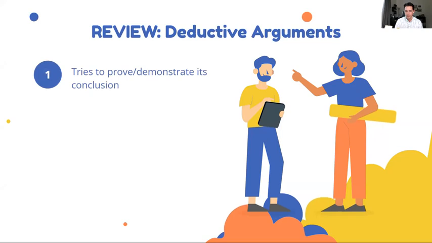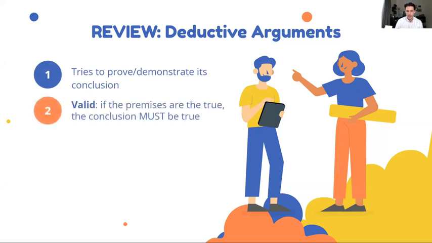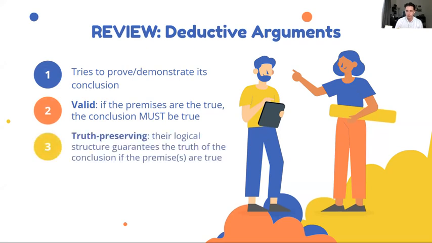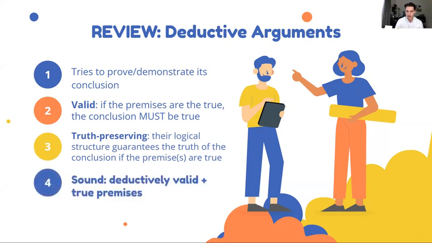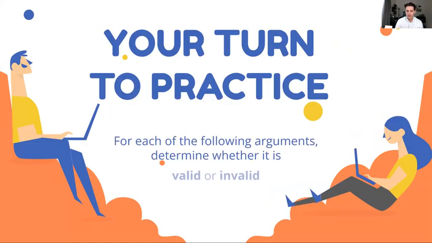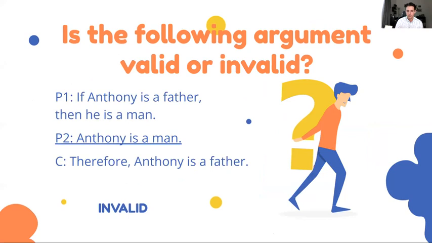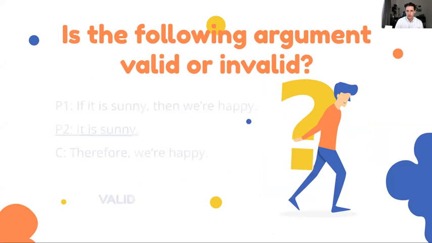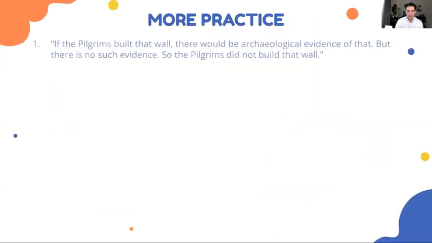Okay, so again, deductive arguments try to prove or demonstrate their conclusion. It's valid just in case if the premises are true, the conclusion must also be true. And they're truth preserving. Their logical structure guarantees the truth of the conclusion if the premise or premises are true. And they're sound just in case they're deductively valid and all the premises as well as the conclusion are true. Okay, so I'm going to skip over the practice because we can do those in class.